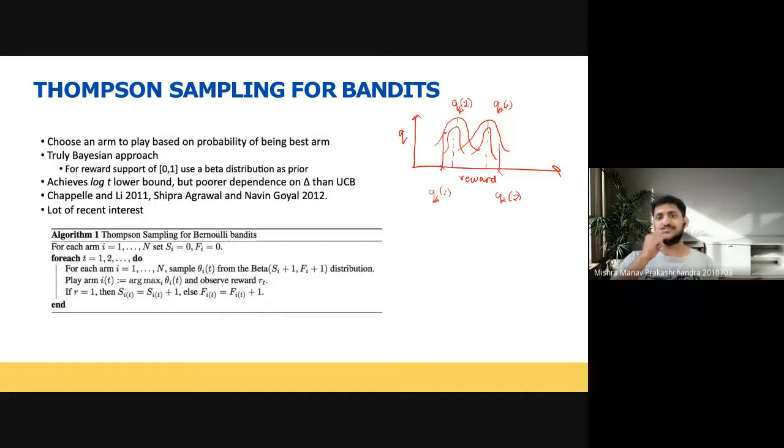Okay. So here you're incorporating your belief of what the distribution of the true Q value is, and I'm updating my belief based on whatever samples I've made. So I'm incorporating this belief into my probability. So this is the difference.